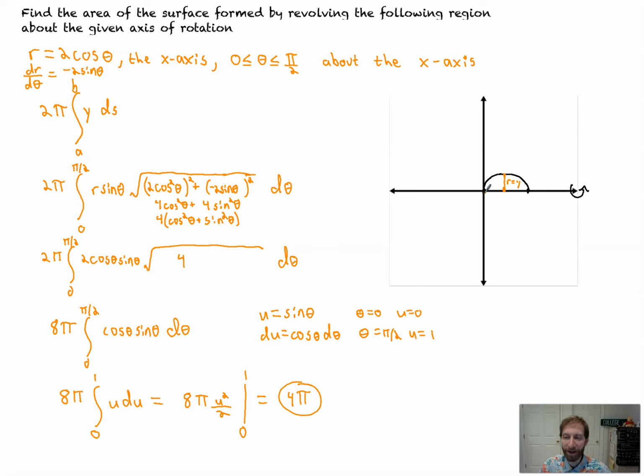And you might be like, wait, what? Well, if you think about it geometrically, this ends up being a sphere, and the surface area of a sphere is 4 pi r squared. The radius of this is 1. 4 pi r squared, 4 pi times 1 squared, 4 pi. Or you could use calculus to back it up. All right, I'll leave it at that.